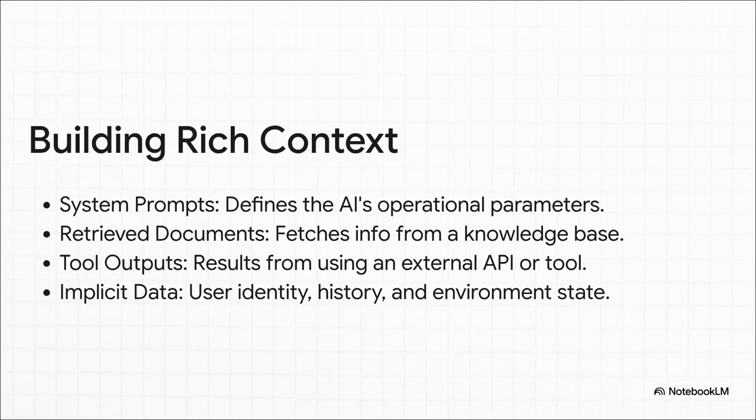Well, it starts with the system prompt that gives the AI a role, like, you are a helpful travel agent. It includes retrieved documents, maybe pulling up flight data from a database. It can use tool outputs, like checking a calendar for when you're free. And it can even use implicit data, like your past travel history. All of this information gets loaded in before the AI even tries to answer your question.